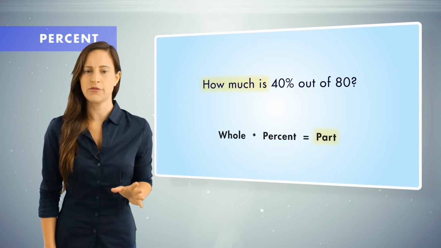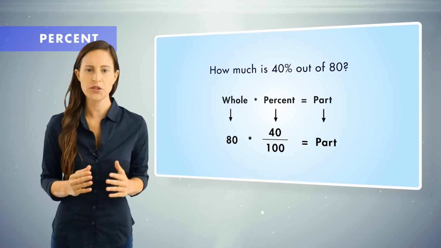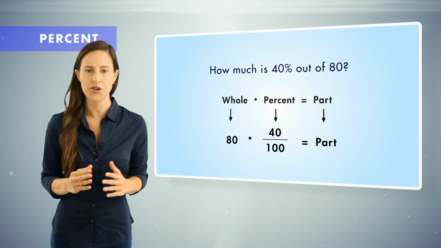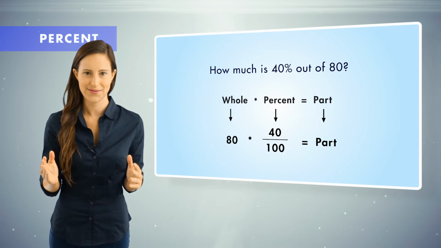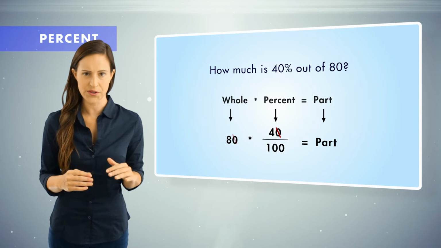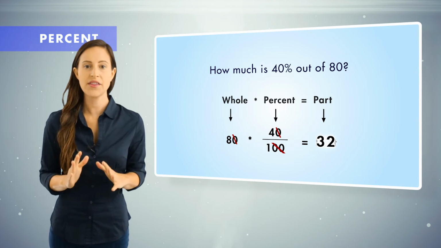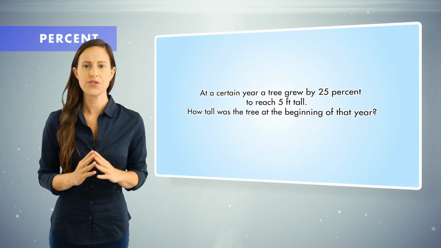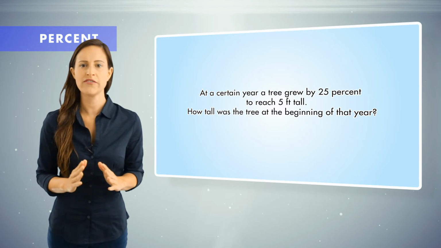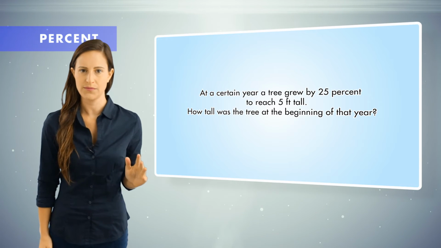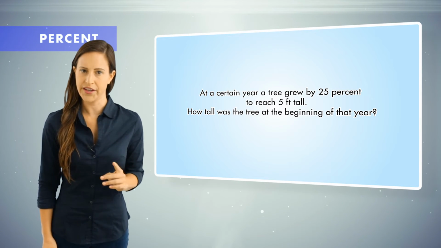Let's place the data in the formula. 80 multiplied by 40 divided by 100 equals part. Now we cancel the zeros and get 4 times 8, and that equals 32. Another example. A certain year, a tree grows by 25% to reach 5 feet tall. How tall was the tree at the beginning of the year?